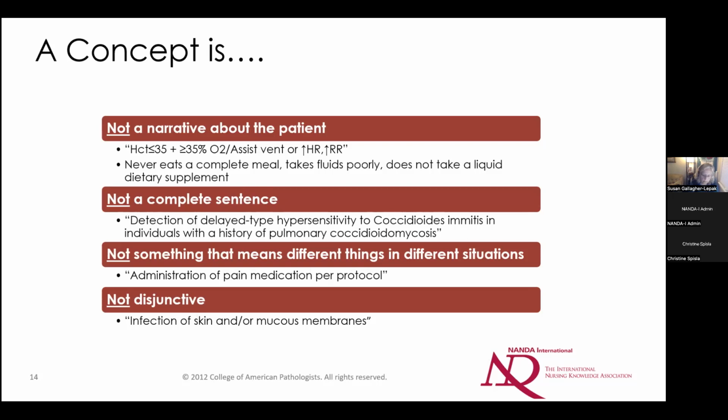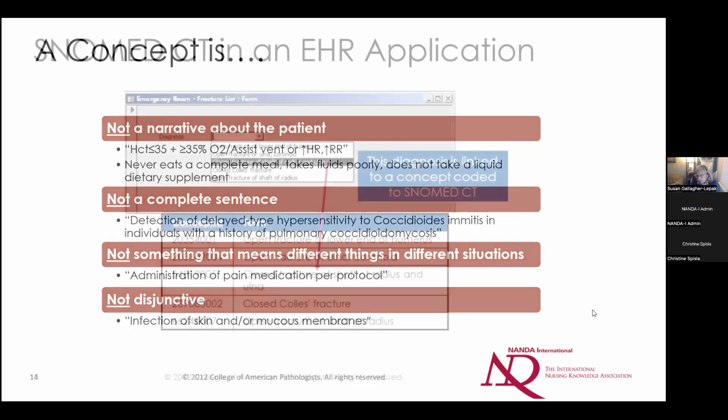We see in our example here. And it's certainly not something that can mean different things in different situations, because that really is what affects retrieval. And then your data isn't going to be clean if you're using an ambiguous term. And it cannot be disjunctive. So it cannot have an and or, because skin infection or infection of the skin and mucous membranes is different than an infection of the skin or mucous membranes. There is a difference. So we now know what a concept is and what a concept is not.